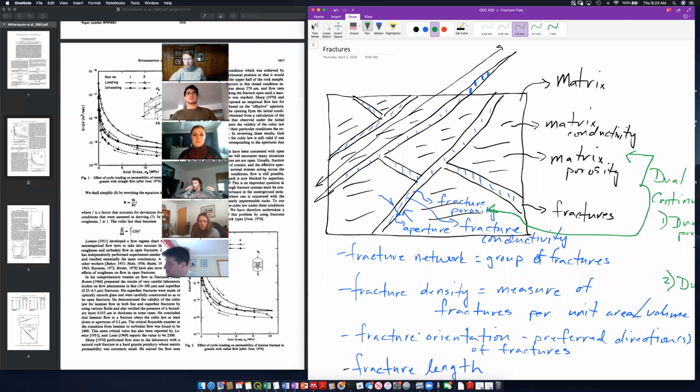Okay, so in real life, these fractures are very, very complicated. And we have fractures of a whole bunch of different lengths, all right, and different orientations. And another important thing that we often characterize in fracture networks is the number of intersections or fracture connectivity.